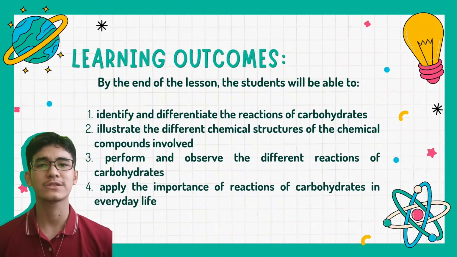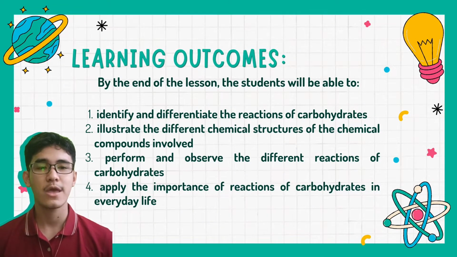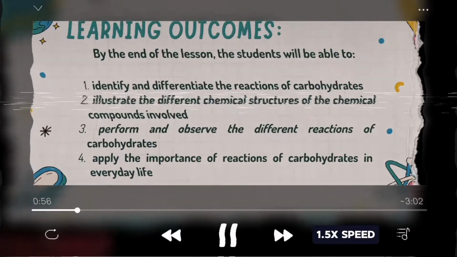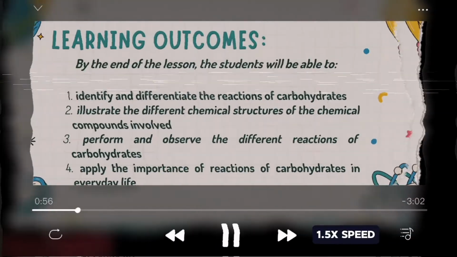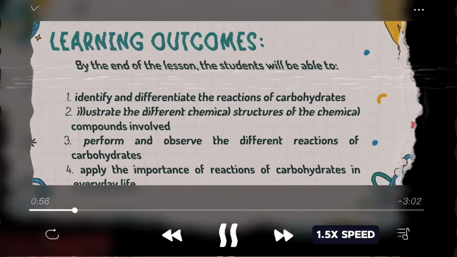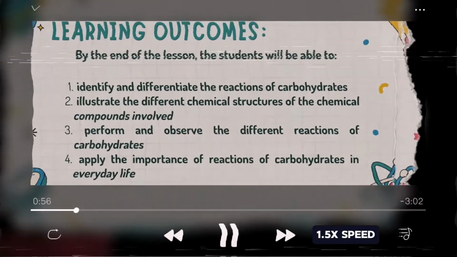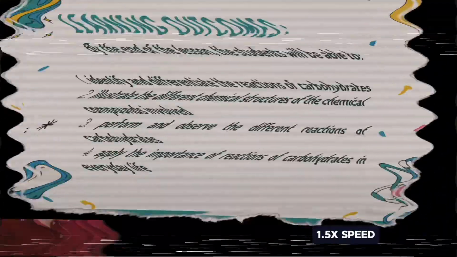Let's now formally start our discussion on reactions of carbohydrates by visiting our learning outcomes. So, by the end of the lesson, the student will be able to: 1. Identify and differentiate the reactions of carbohydrates. 2. Illustrate the different chemical structures of the chemical compounds involved. 3. Perform and observe the different reactions of carbohydrates. And lastly, of course, apply the importance of the reactions of carbohydrates in our everyday lives.